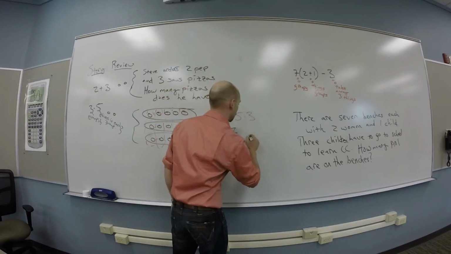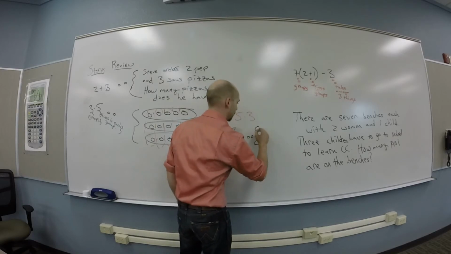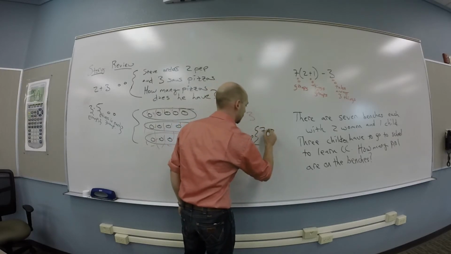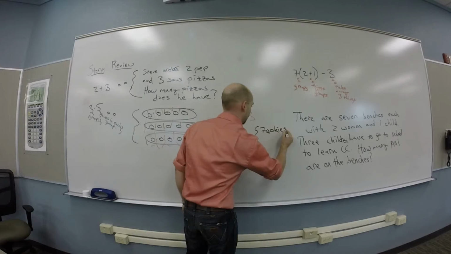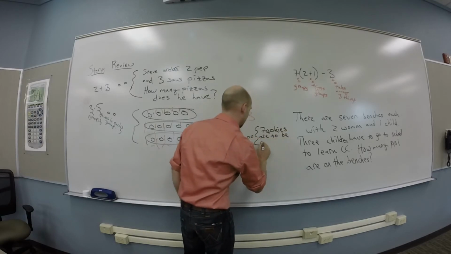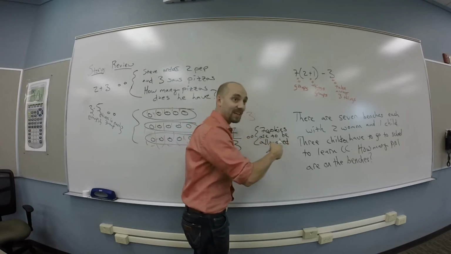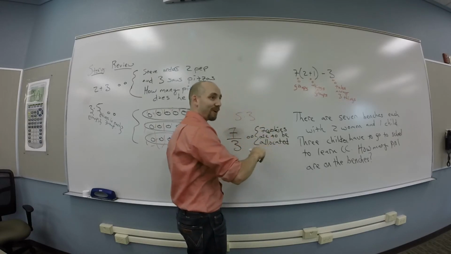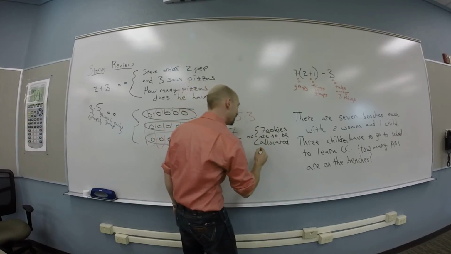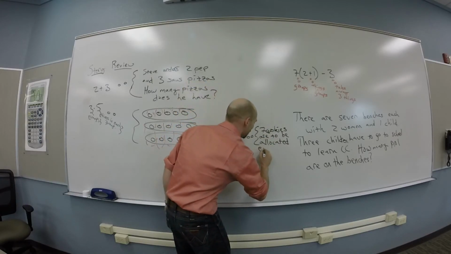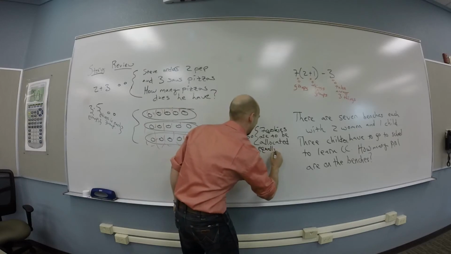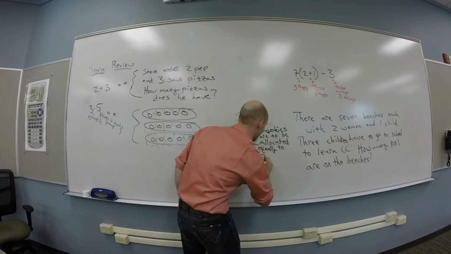So 7 cookies are to be, allocated, oh, that was a big word. Split. Split was the word I wanted. I wrote allocated for some reason. Equally to 3 kids.